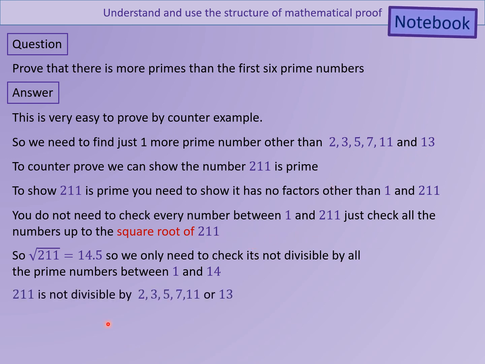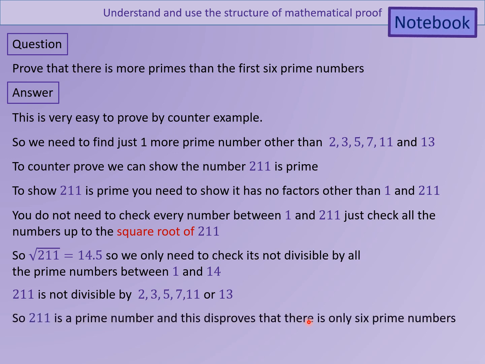So we can show that it's not divisible by 2, 3, 5, 7, 11 and 13. You can go through, you can check it. It's definitely not divisible by each of those. So therefore, if it is not divisible by each of those, 211 must be a prime number itself.